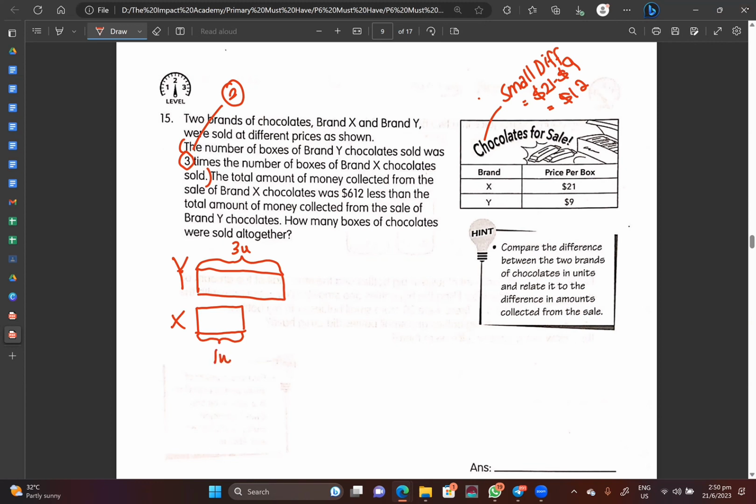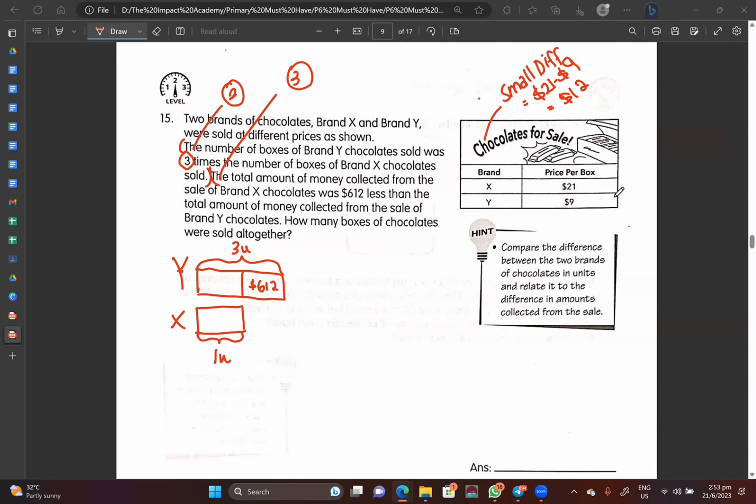Now, then we go on to sentence number 3, right? Sentence number 3 says what? The total amount of money collected from the sale of brand X chocolates was $612 less than the total amount from the sale of brand Y chocolates. What does it mean? It means that this is how much? $612. You all realize that?